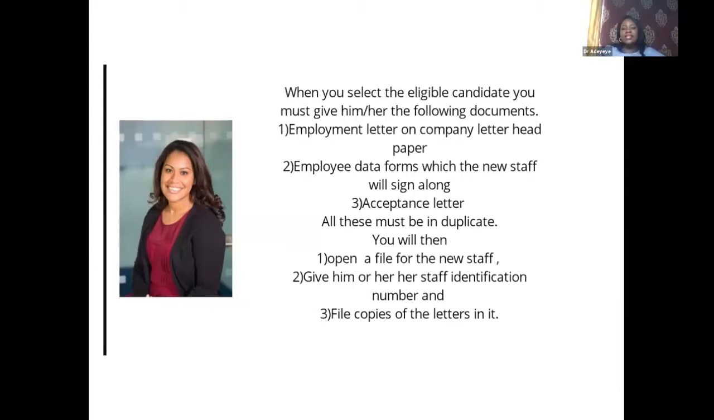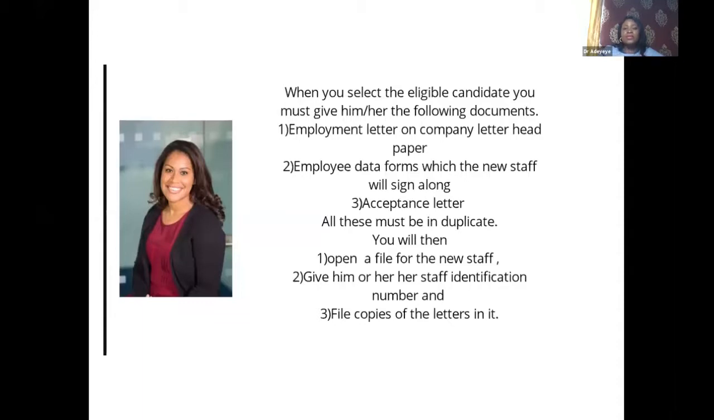Please, if you look at this page and this is not happening in your business, know that this is one of the reasons why you have joined this HRM course. So if you have employees working with you now and these processes are not there, please, after this training, either today or this week, make sure that you put things in place.